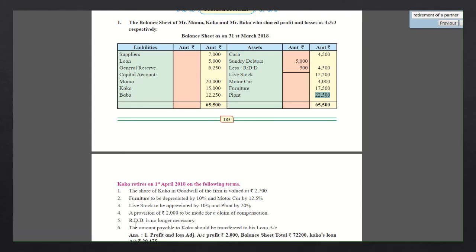After that, students, the fifth adjustment says RDD is no longer necessary. Yes, previous year RDD was provided 500, but this year they are saying that this is no longer necessary.